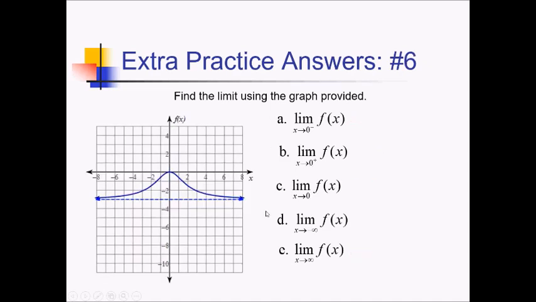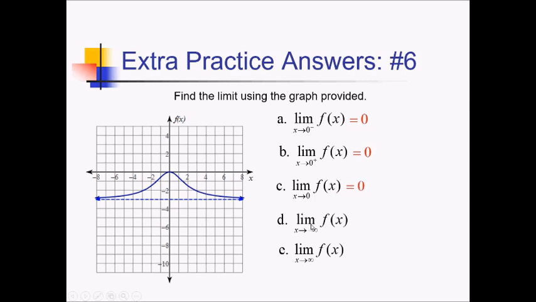For this problem, we're taking a look at the limit as x approaches 0. So the left side limit for part A, as we come from the left, it looks like we're approaching the y value 0 as we approach the x value 0. And then from the right side, we're also approaching the y value 0. So the two-sided limit then is going to be whatever these two limits agree on, which happens to be 0.